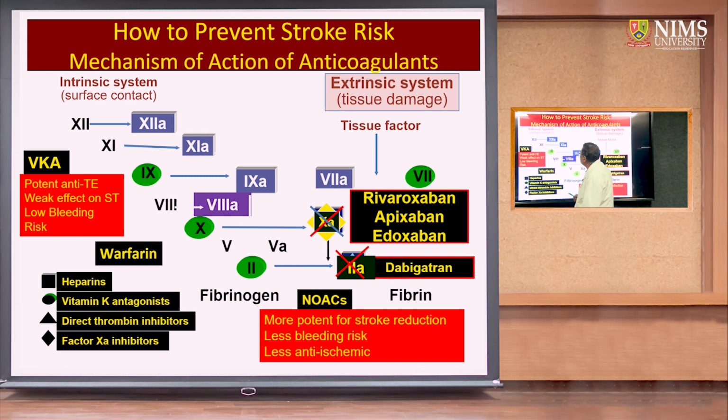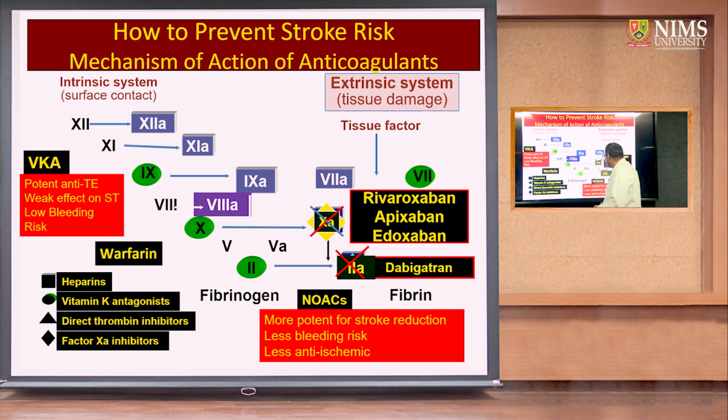So what are these anticoagulants? They are vitamin K antagonists. They could be heparin, they can be direct thrombin inhibitors, and then factor 10A inhibitors. So these are all the classes of anticoagulants that we will talk about, and we will talk about where they are effective. Warfarin is obviously a vitamin K antagonist, and vitamin K antagonists act at this level.